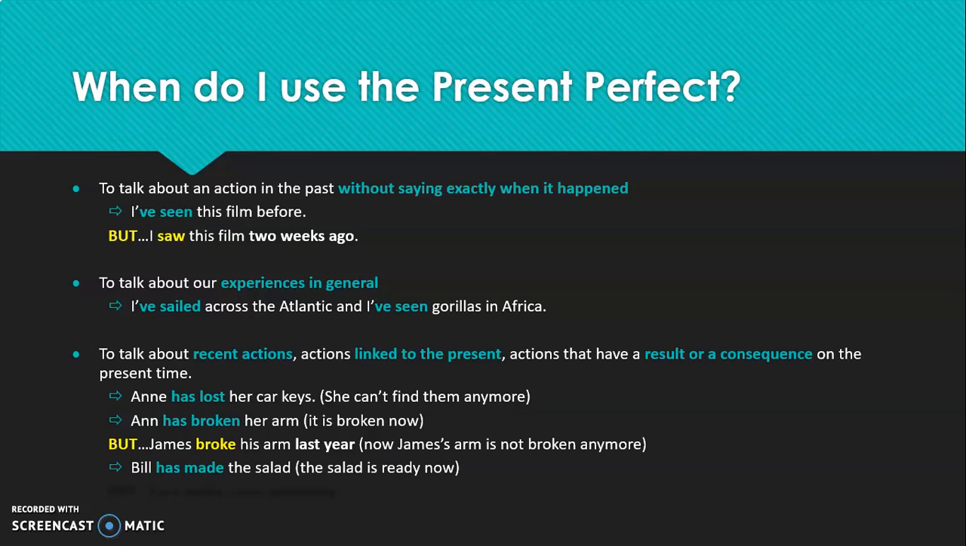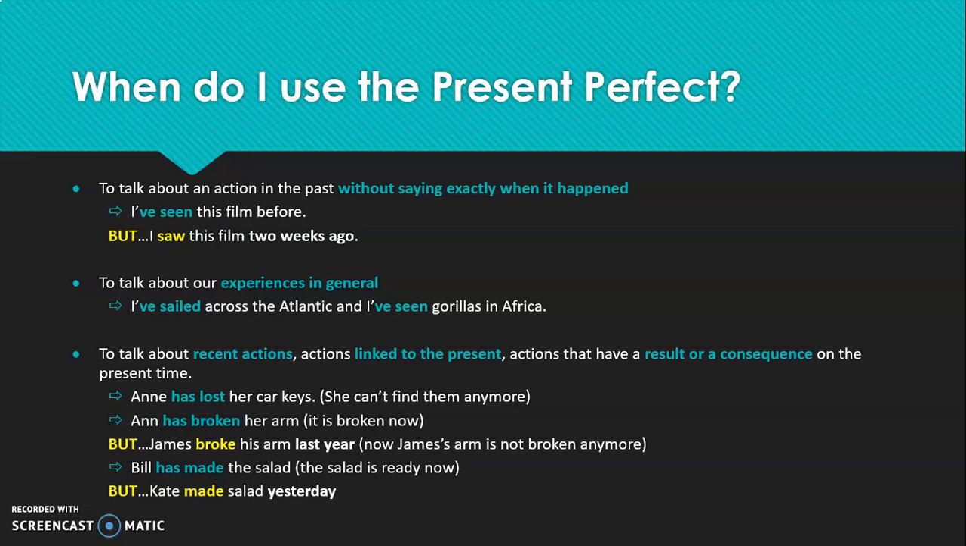And then Bill has made the salad, and the salad is ready now. Again, another result, another link to the present. If I talked about a recent action, I would probably use just. So I would say, Elena has just left home. Okay, she's just gone somewhere. So the action happened in a very recent past, and I'm emphasizing the fact that it was very recent by using just.